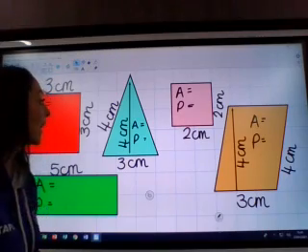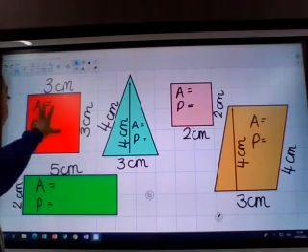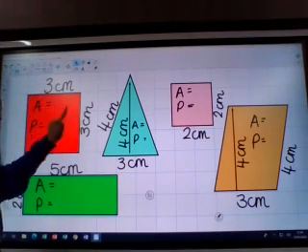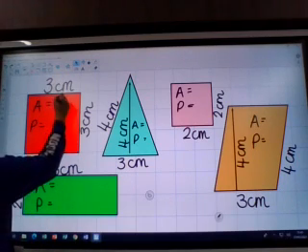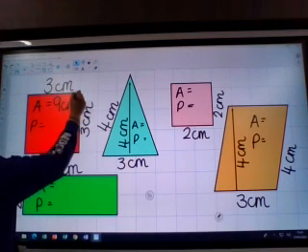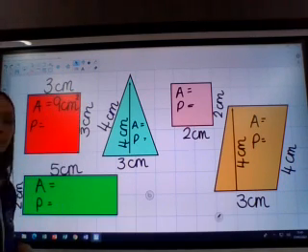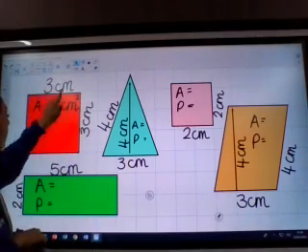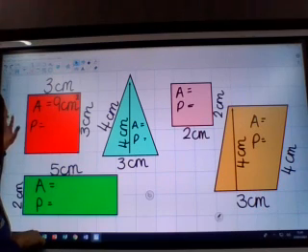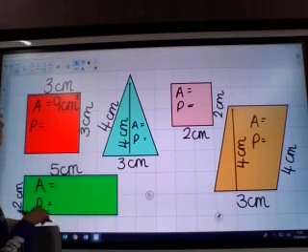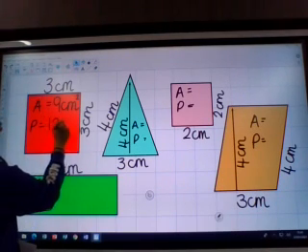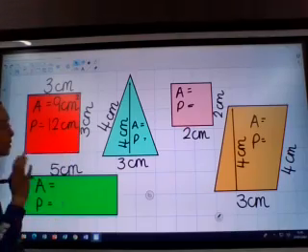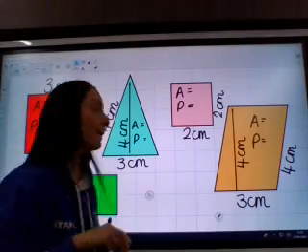Okay, so hopefully you've all had a good go then. So the area for this red one would be 3 times 3, which is 9 centimetres squared. Remember, we always do squared if it is area. Perimeter then would be 3, add 3, add 3, add 3. So that's 3 times 4, which is 12 centimetres. We don't need squared on that one because it's not area.